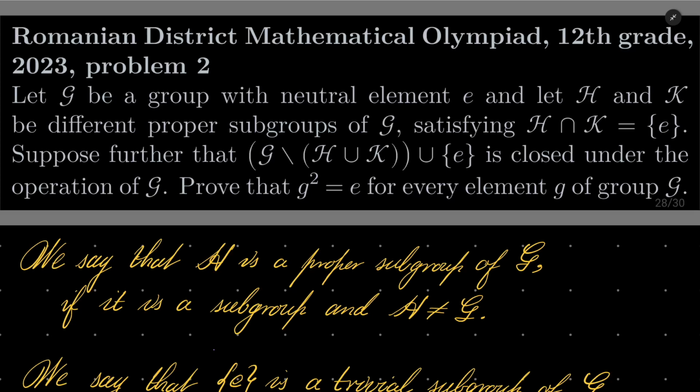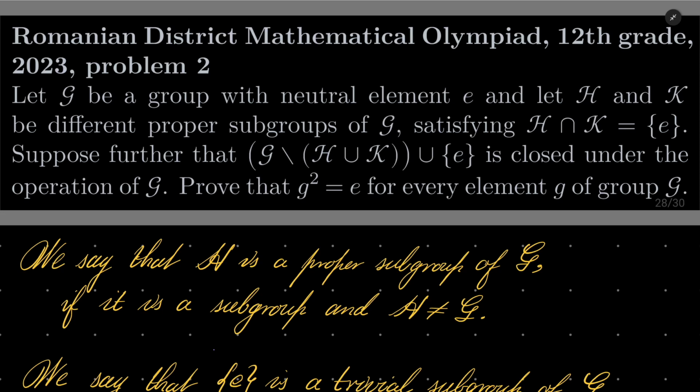Hello friends, in this video I'd like to solve the following problem from the Romanian District Mathematical Olympiad for 12th graders 2023, problem number 2. Let G be a group with neutral element E and let H and K be two different proper subgroups of G whose intersection is trivial, consists of only E. Suppose further that G minus H union K union E is closed under the operation of our group G. Prove that g squared equals E for every element g of our group G.